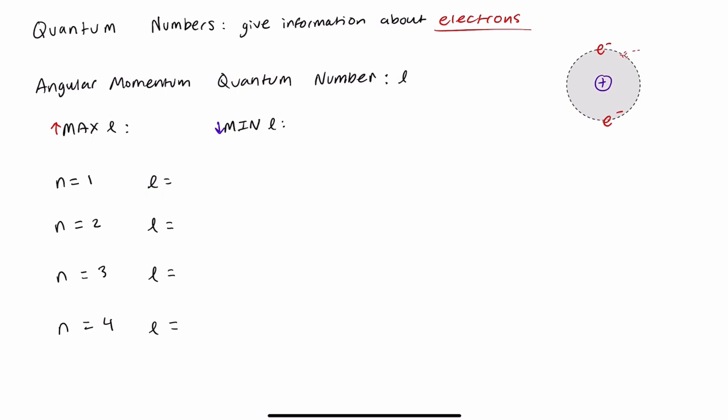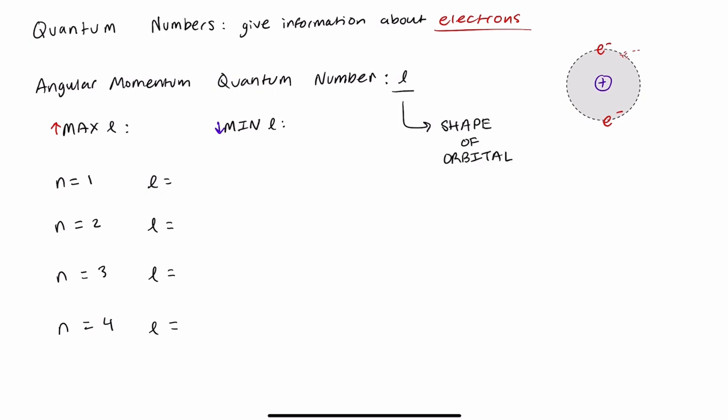The angular momentum quantum number is denoted by this fancy L symbol here, the lowercase l. And instead of referring to energy, it's going to be referring to the shape of the orbital. And the orbital is just where the electron likes to hang out. So, the shape of the orbital.